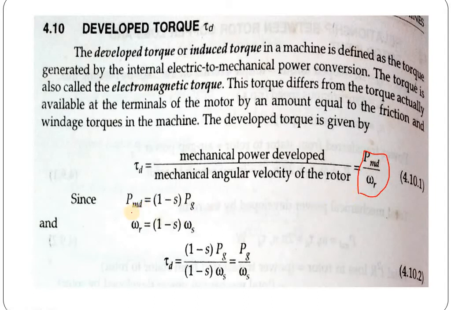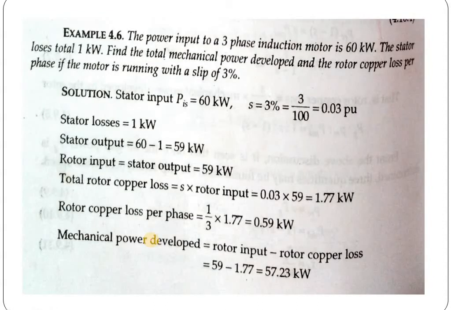Since PMD equals 1 minus s into PG and omega r equals 1 minus s into omega s, we are getting that tau d equals PG by omega s. That relation is also satisfied for developed torque. Okay. Now we will concentrate on a numerical problem.